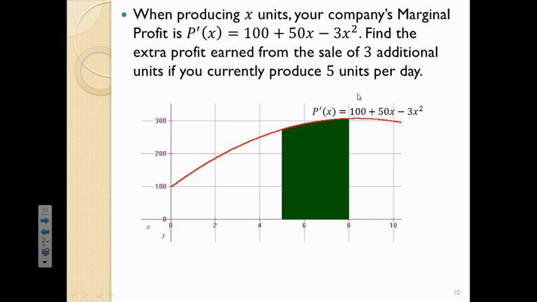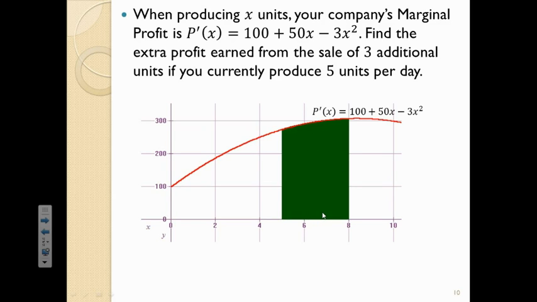Well, why is that? Well, we're saying our current level of production. We currently produce 5 units per day. Well, that's here. And we want to find the extra profit that's earned from 3 more units that would be sold, that we produce and sell. Well, if we have 5 units now, 3 more units is going to be 8 units. So we're interested in this black area here under the graph. This will be our profit function.